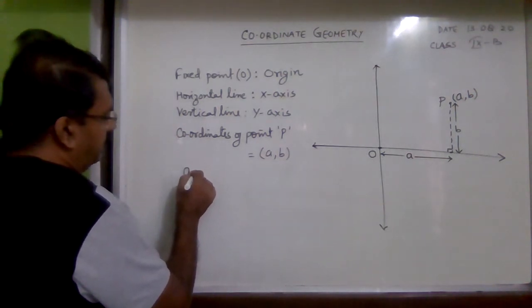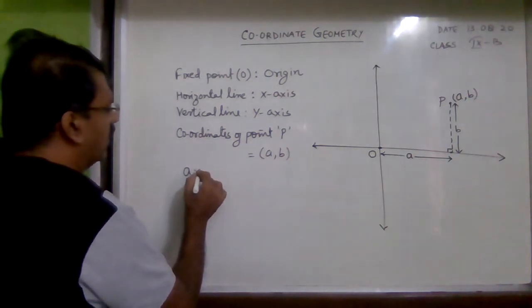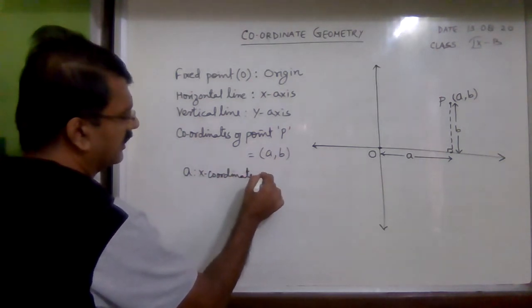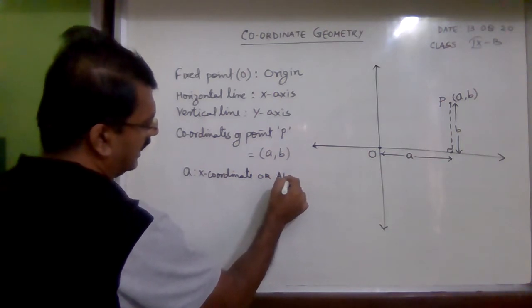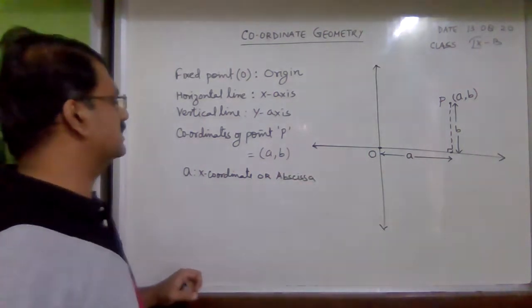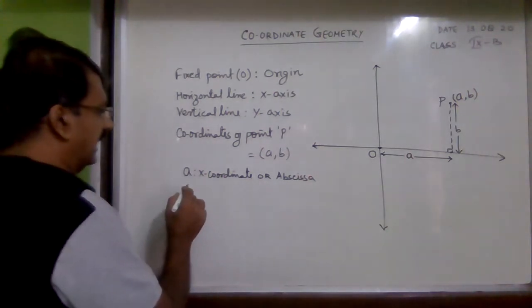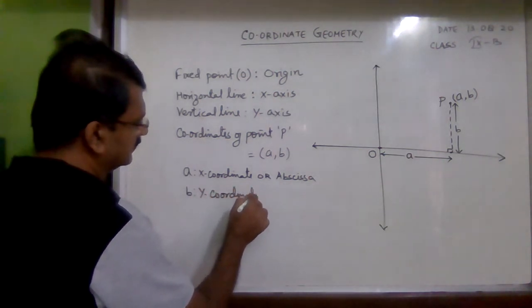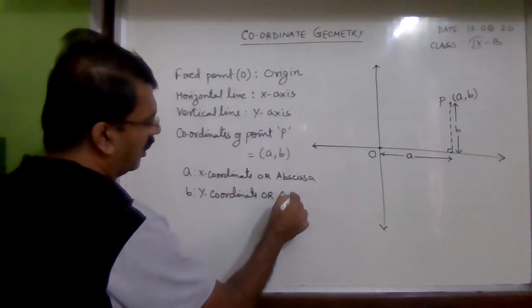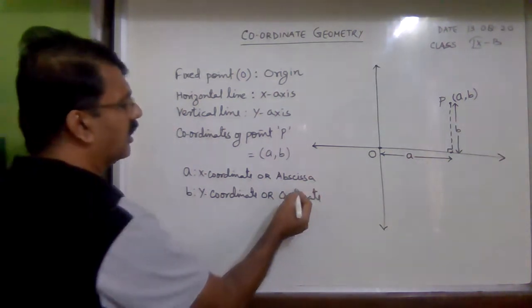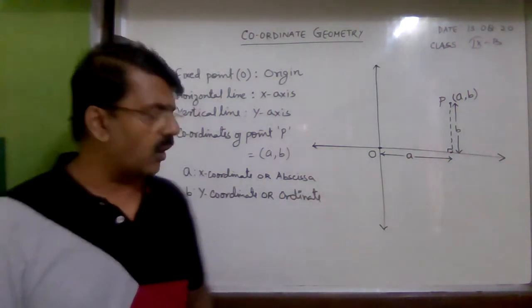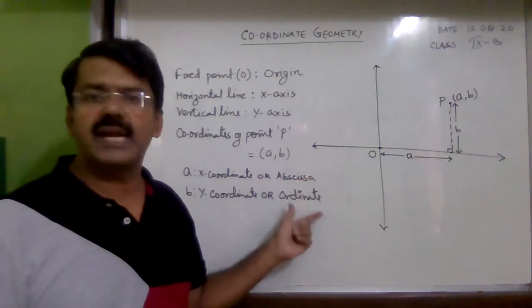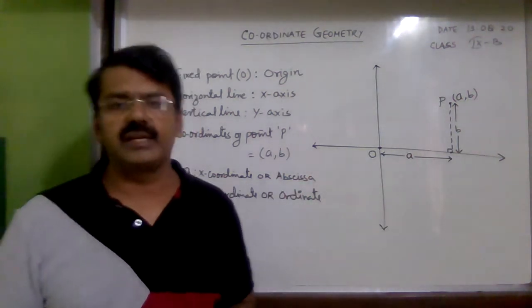Okay, now the number a is called the x coordinate or abscissa of point P, and b is called the y coordinate or ordinate of point P. So always remember abscissa and ordinate. Abscissa is the x coordinate and ordinate is the y coordinate.